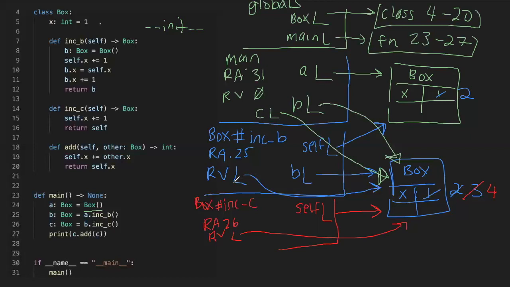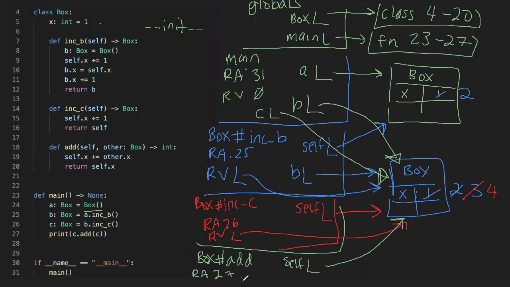All right, and then on line 27 we have one more method call. All right, so we call, now we're calling the Box add method. Okay, and the self parameter in this case was our c from main, which is this Box, okay? And the RA is 27. We don't know what the RV is yet.